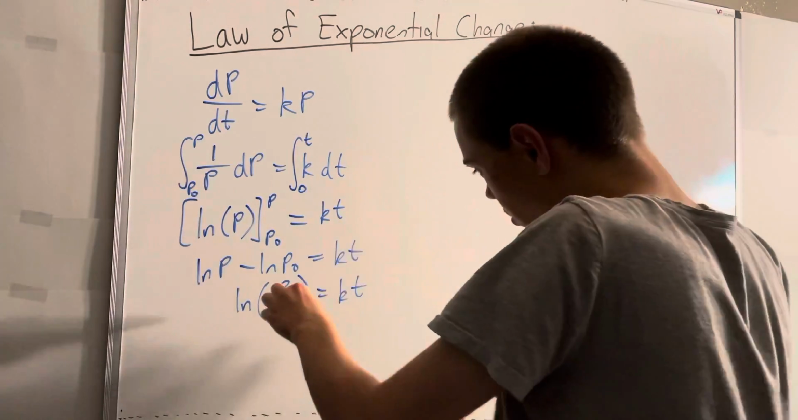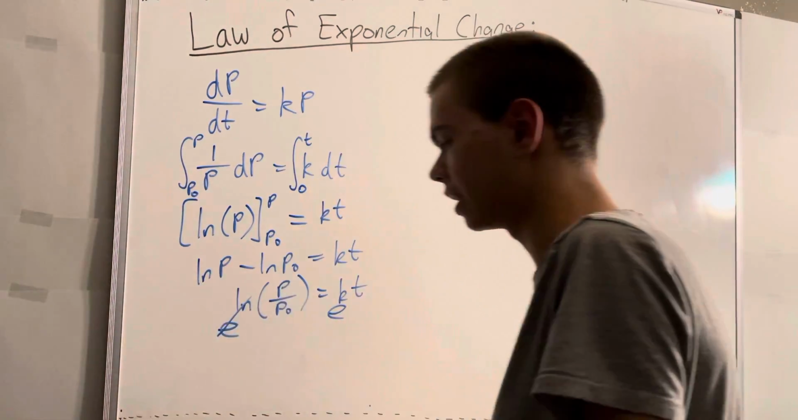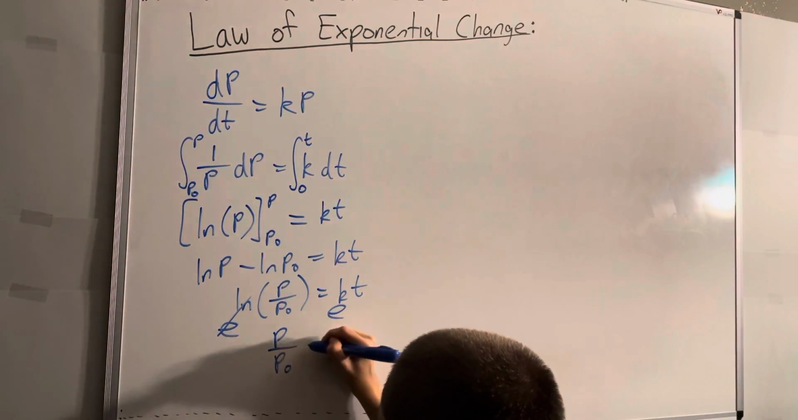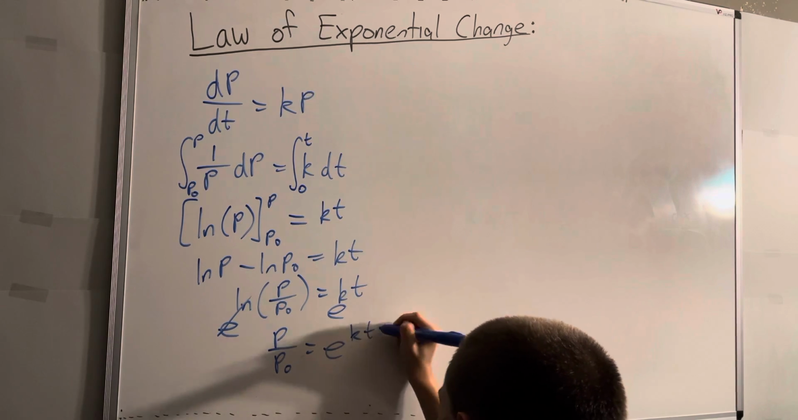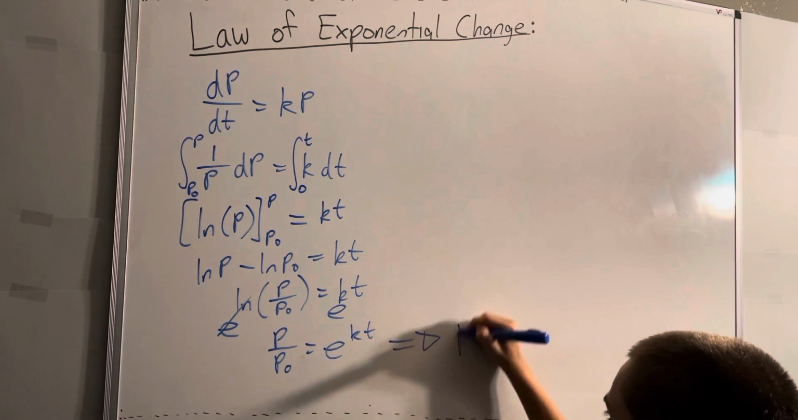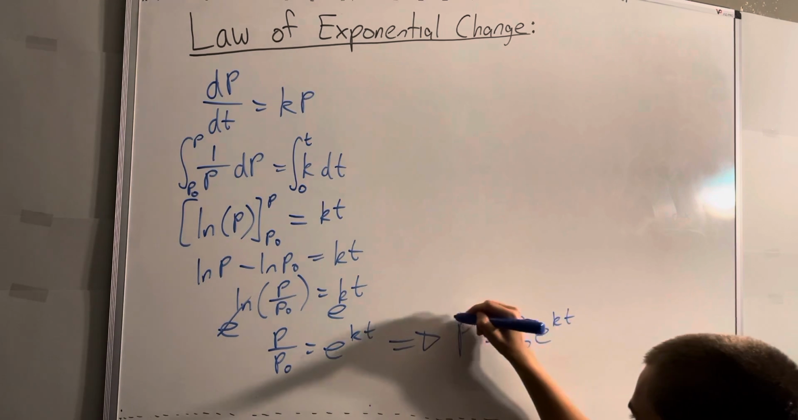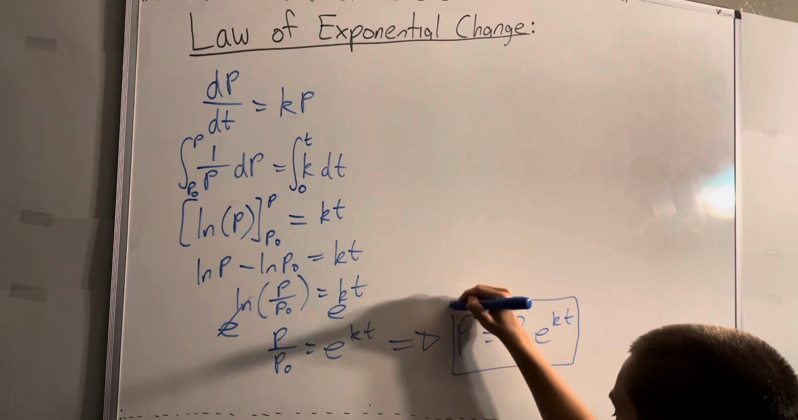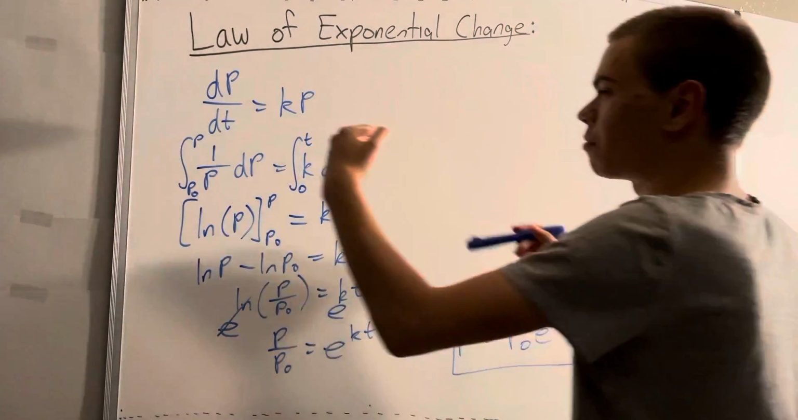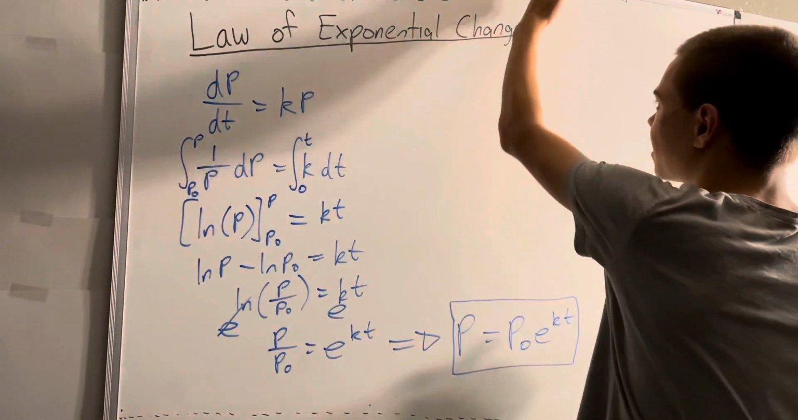Remember, our whole goal is to solve for p, so we raise e to the power of both sides of the equation to cancel out the natural log. We're left with p over p0 equals e to the kt. Multiplying p0 to the other side of the equation leaves us with p equals p0 times e to the kt. This is the law of exponential change, based on the idea that the rate at which a population grows at a certain point in time is directly proportional to the population at that time.